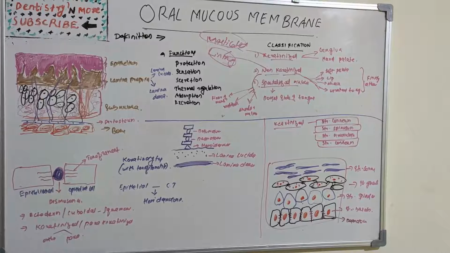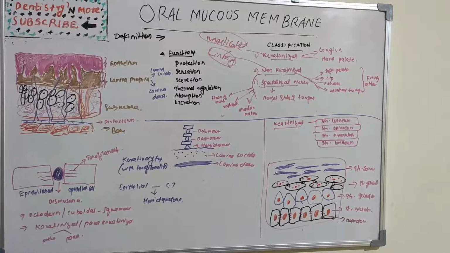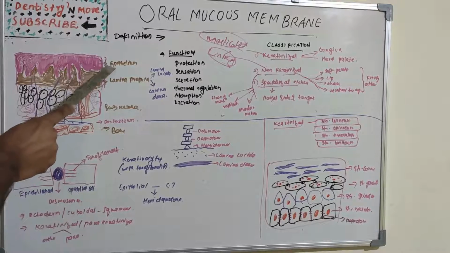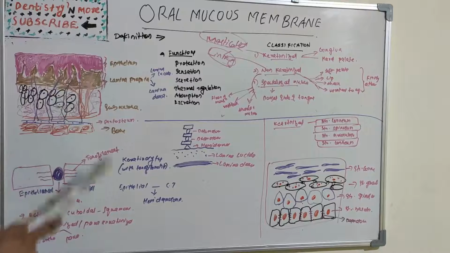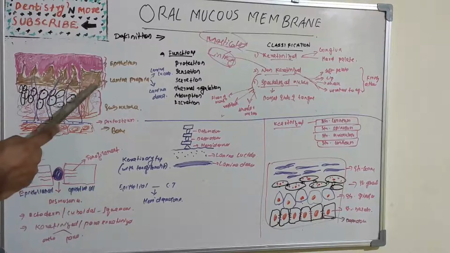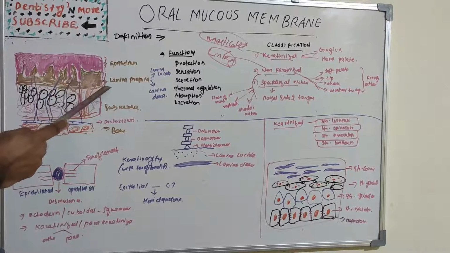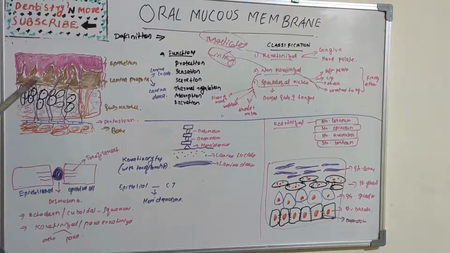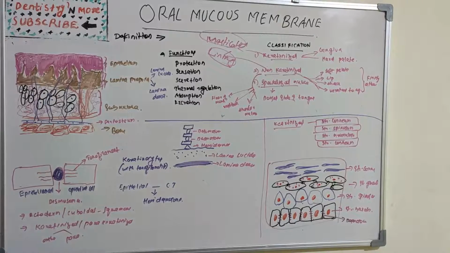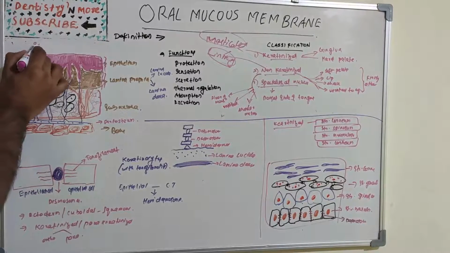Now let's see the histology of oral mucosa. There are basically two components. The oral epithelium is made up of stratified squamous epithelium, this pink one, and the underlying connective tissue is known as lamina propria. This brown color is the connective tissue part. This pink one is the epithelium, which is stratified squamous epithelium.